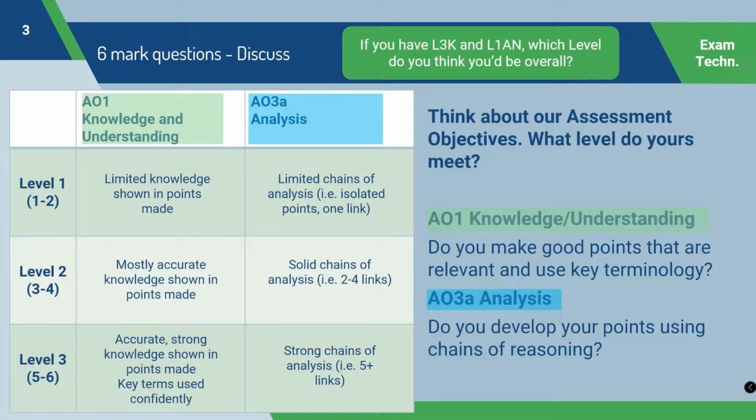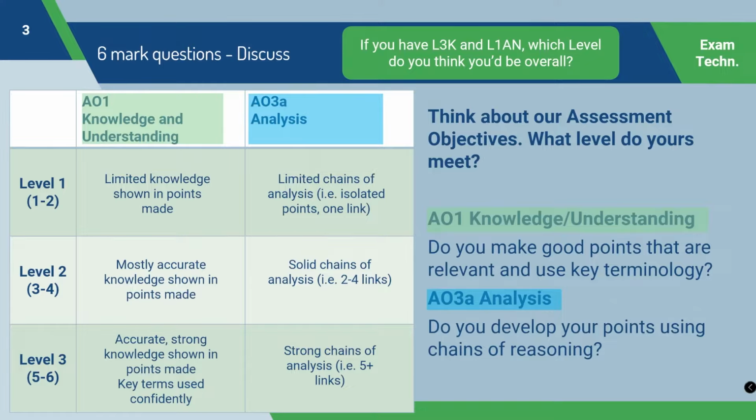Again, that's fairly unlikely because if you've got level 3 knowledge, you would expect to at least have developed that enough to get level 2. Yeah, they usually match, I would say. Yeah. They're usually level 2, level 2, level 3, level 3. It's more on the applied 6 marker where you can have amazing generic chains but no application, and you get a 1 and a 3 scenario.